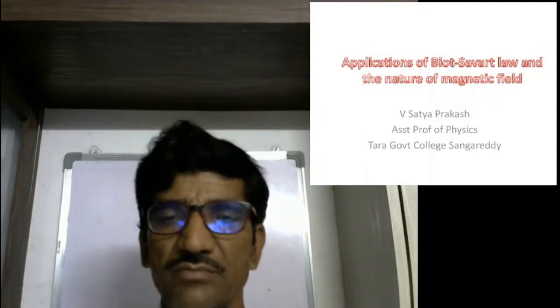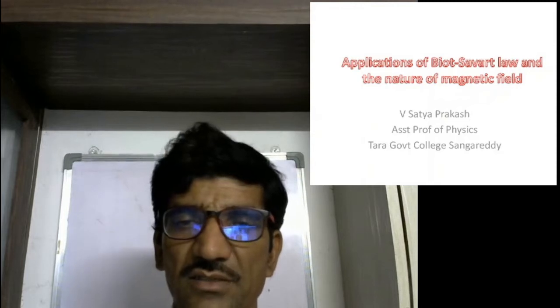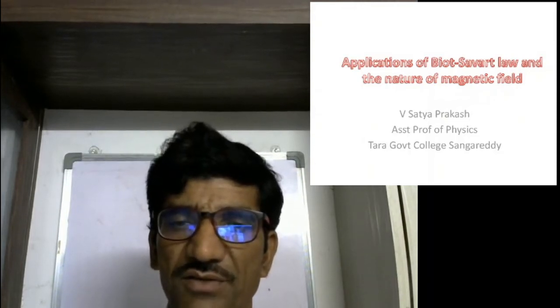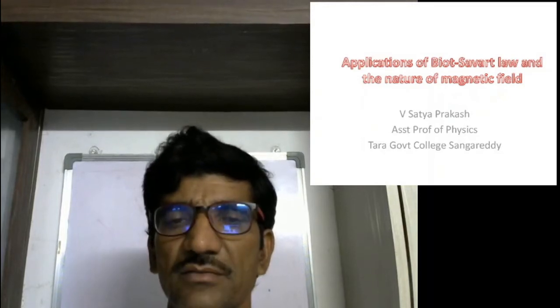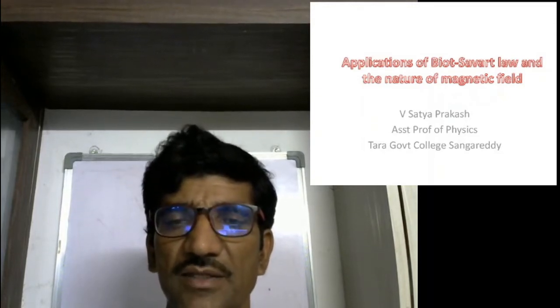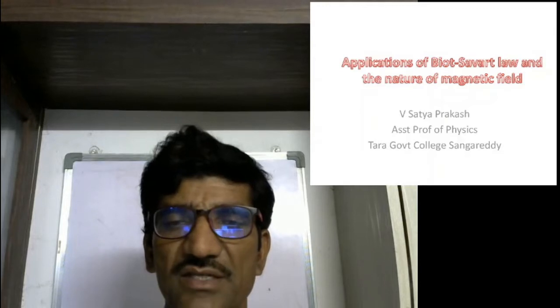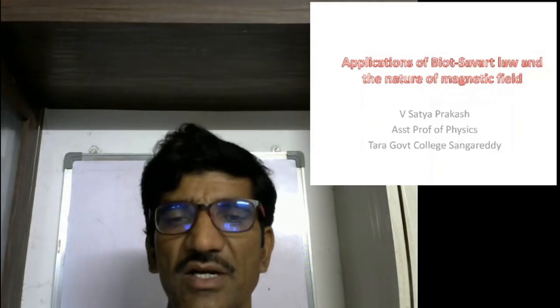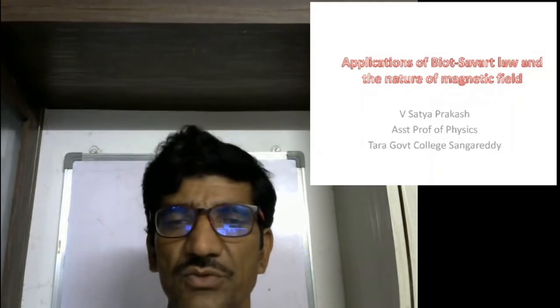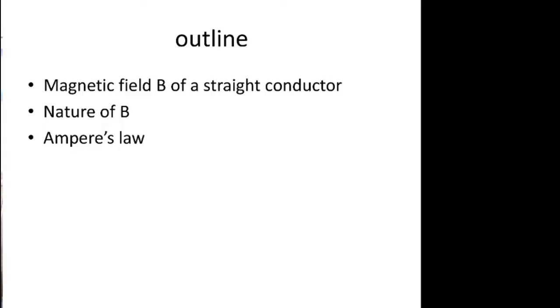Hello, welcome to all. In the previous class, we studied the application of Biot-Savart law for an infinite straight wire. Today also we will apply the Biot-Savart law for the infinite straight wire, but we will follow an alternate method to do so. The plan of today's lecture is to find the magnetic field of a straight conductor by using the alternate method and to study the nature of B.